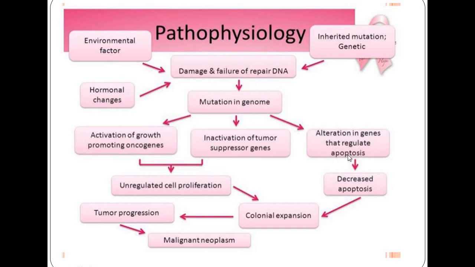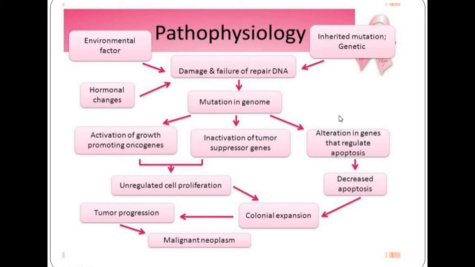The third one is the alteration in genes that regulate apoptosis. Apoptosis is the cell death cycle which is activated when the DNA repair system fails. Any mutation in this will result in failure of cell death, and that will again result in cell multiplication or cell proliferation.